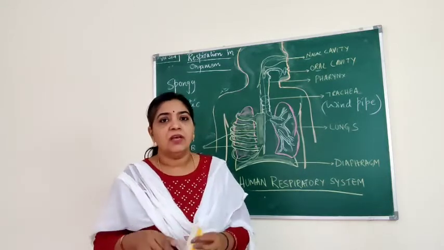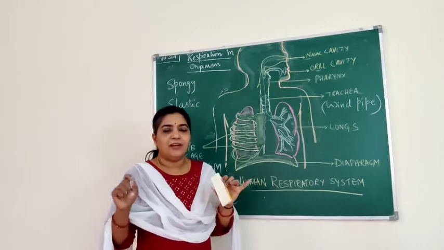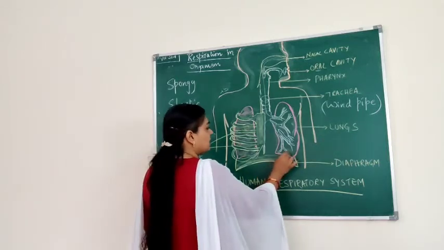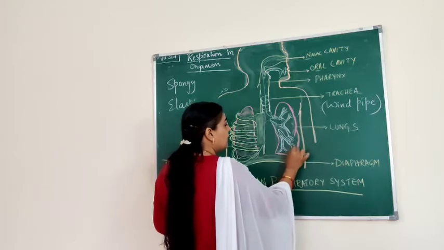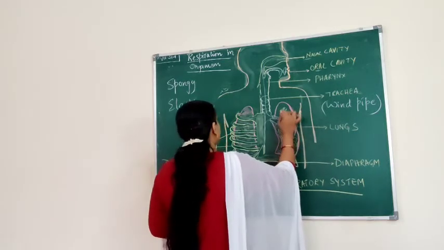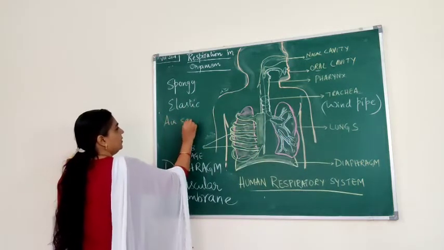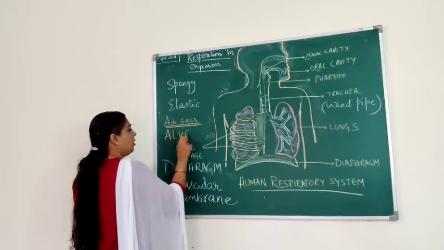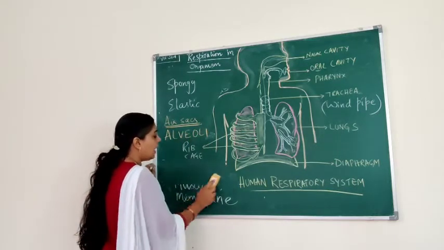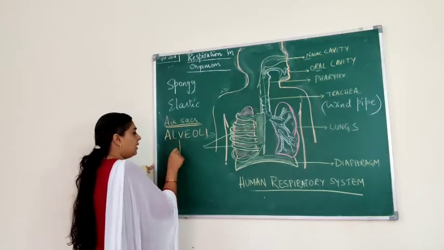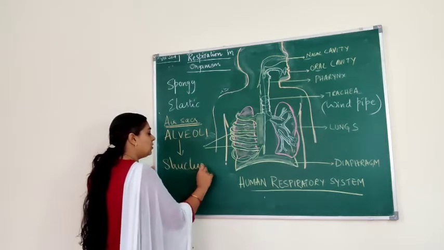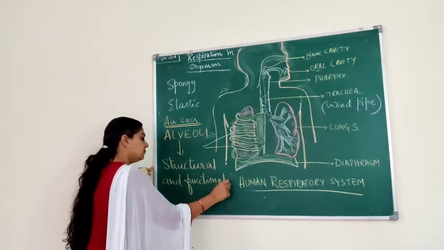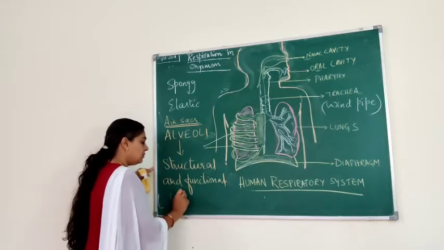And at the end of each bronchiole inside the lungs, we find tiny air sacs. Millions of air sacs are present. Each bronchiole ends with an air sac. This air sac we call alveoli. What is alveoli? Alveoli are the structural and functional unit of lungs.